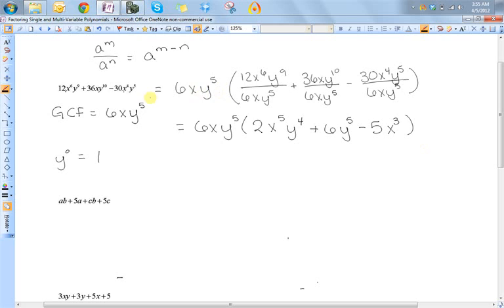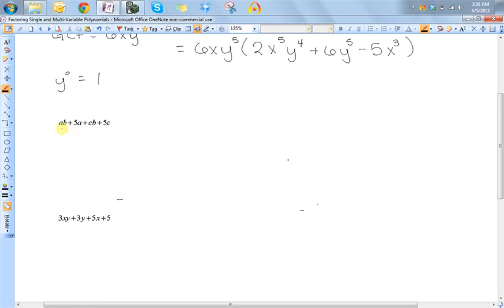Think of it as you're pulling these things out. However many x's there were here, you're going to pull out 1, so you're only left with 5. However many y's there are, you're going to pull out 5, so you're only left with 4 here. Here there were 5 y's. If you pull out 5 y's, there won't be any y's left.